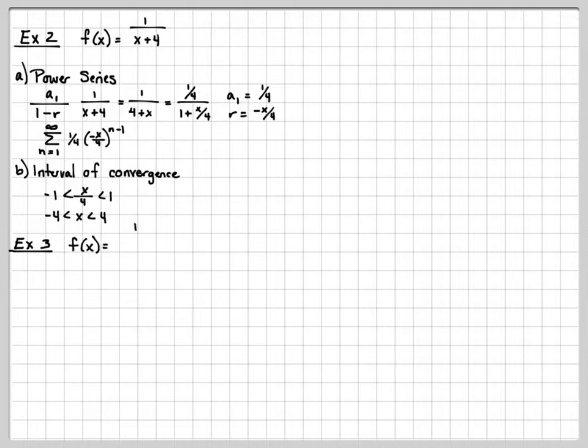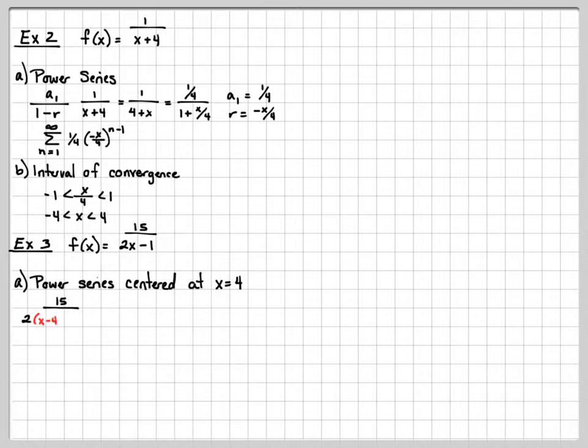Last example. Let's say I give you a function that looks like this, and it says write a power series for this. But let's say I want it centered at x equals 4 this time. So what's different about this is I want to put x minus 4 into 4x. Now, if I do that, I can't just stick an x minus 4 in. So think about completing the square. When you put in a -4, and it's multiplied by 2 on the outside, really what I'm putting in is a -8, so I need to add 8 on the outside.